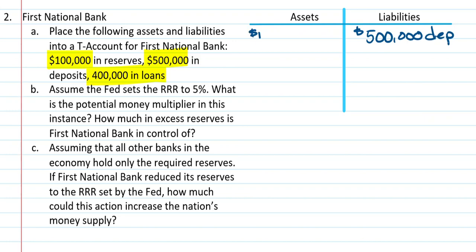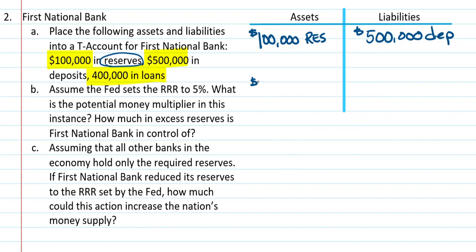And then we have 100,000 that belongs over in the reserves section. Notice here that it just says reserves. It doesn't tell us yet whether these are required or excess or total. So we're going to assume that's total reserves that stand alone.